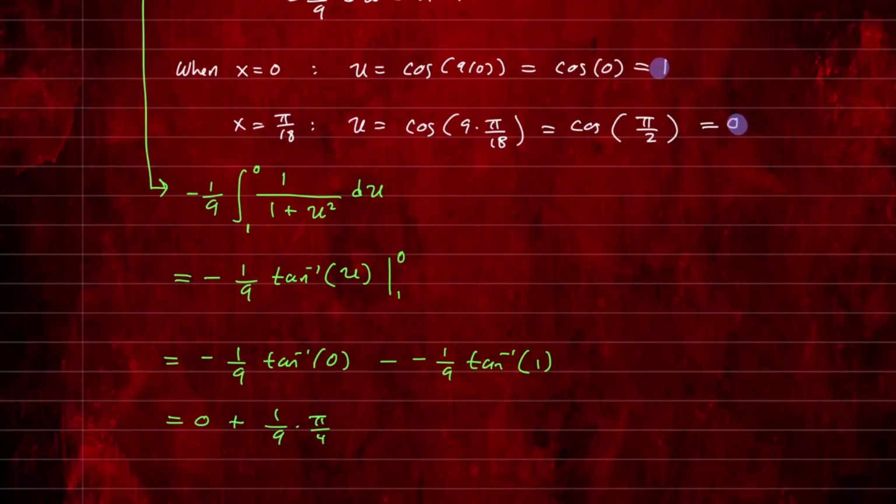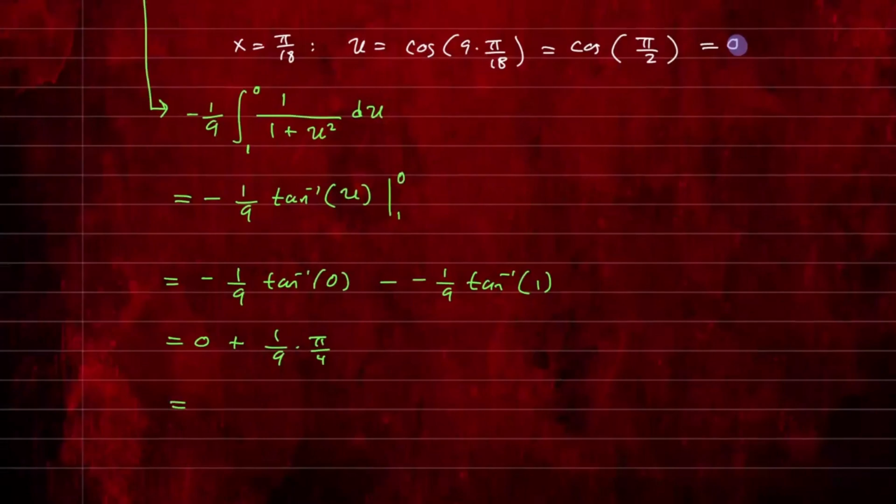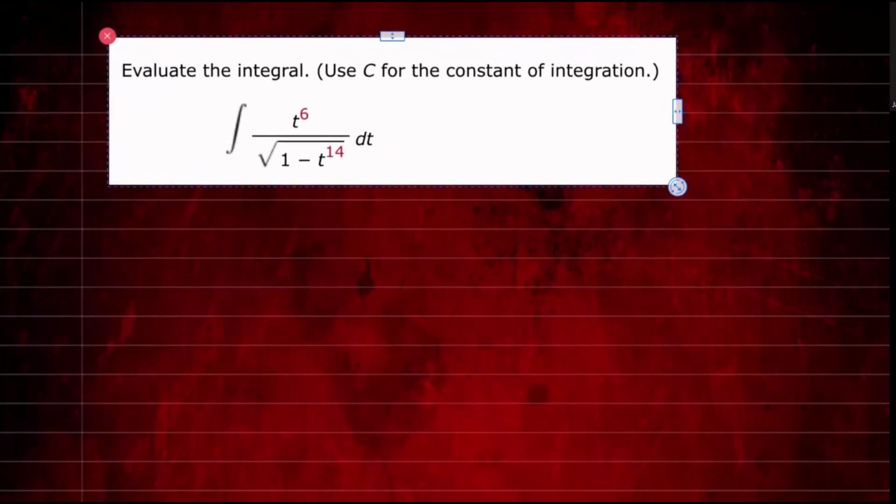So pretty much from pre-calculus, you learn which angle has a tangent of 1 within the range of negative pi over 2 to pi over 2. So that's the number that will make sense. We know then this will evaluate to pi over 36. And that is our value of this definite integral. Go ahead and try this one on your own. We're going to be looking at this indefinite integral.